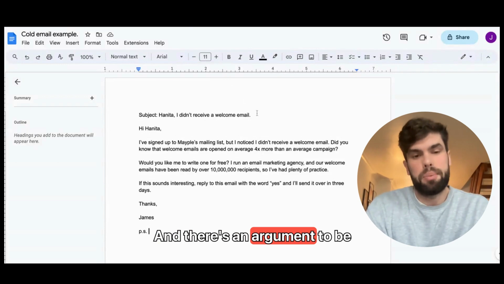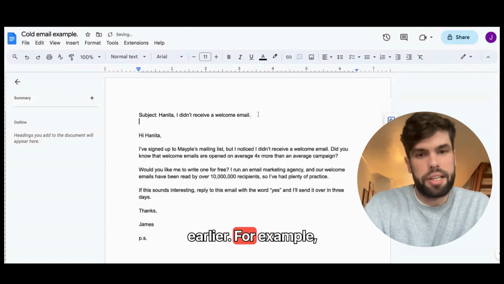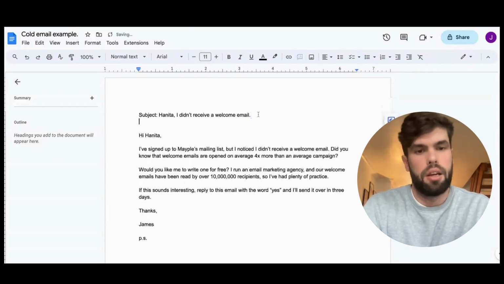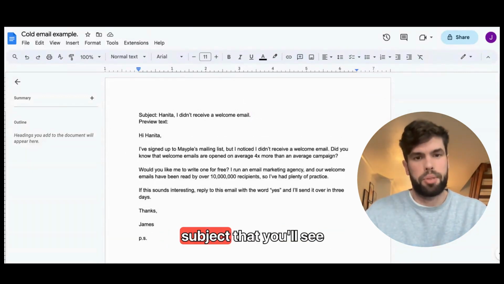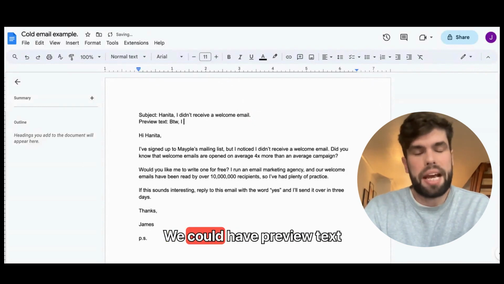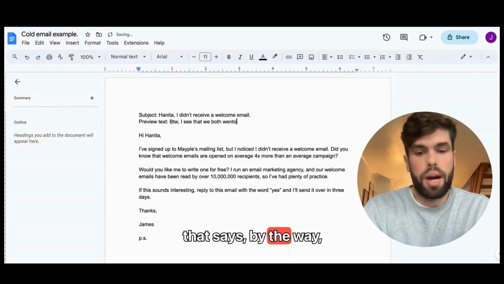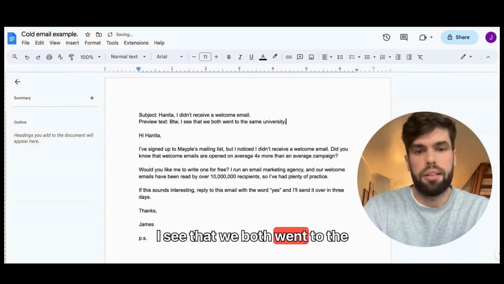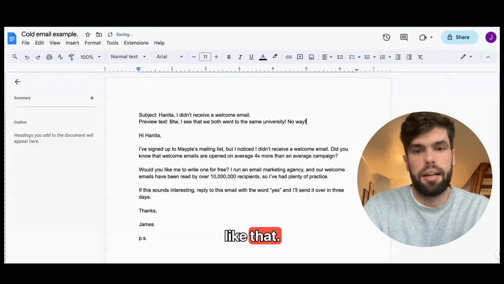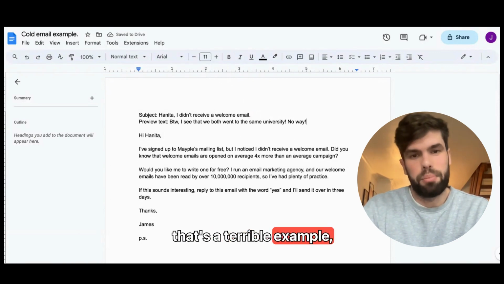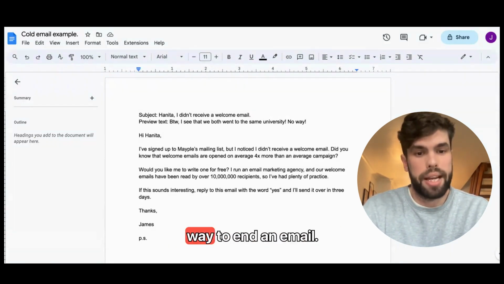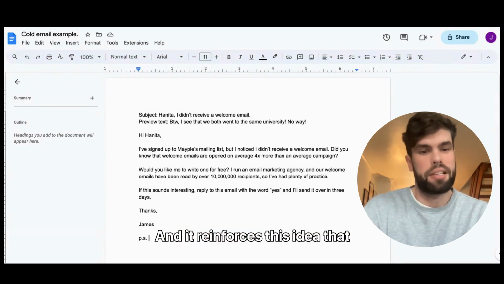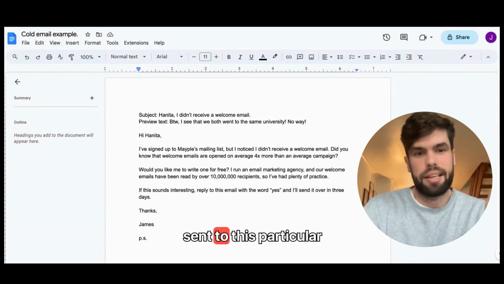And there's an argument to be said that you can use it earlier. For example, you could have preview text, which is the sort of email tagline that comes after the subject that you'll see displayed in your inbox. We could have preview text that says, by the way, I see that we both went to the same university or something like that. I don't know, that's a terrible example, but you get the idea. Finding something that links you both is a fantastic way to end an email, and it reinforces this idea that this email could only be sent to this particular person.